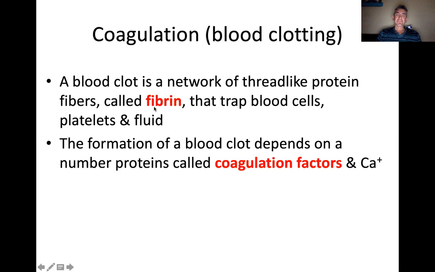But fibrin doesn't start out as fibrin, right? The formation of fibrin has to be triggered, has to be generated, yeah? So the formation of a blood clot depends on a number of proteins called coagulation factors. And if you remember from 24.01, the ever-present role of calcium, right? Should be two positive charges. Calcium, the double cationic charge. So coagulation factors and calcium all help this feedback mechanism, these biochemical pathways, to lead to fibrin.